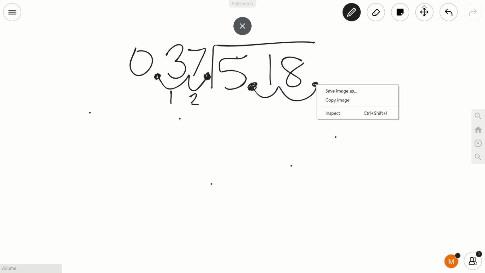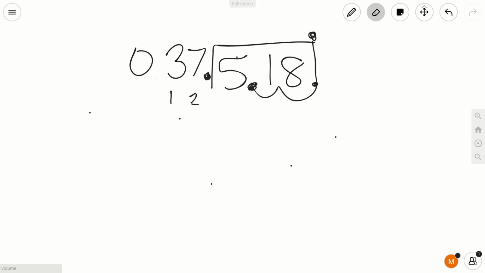First thing then after I do that is I'm going to drag this decimal point up. Now instead of it being 37 hundredths, I am now dividing just 37 into 518. I should be able to do that now, okay? So let's say 37 can't go into 5, but 37 can go into 51.